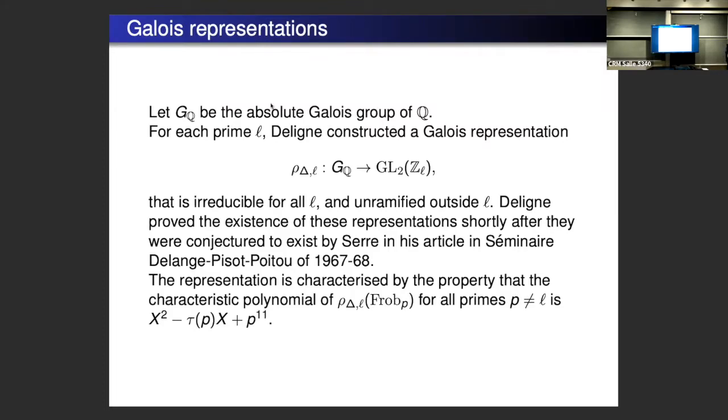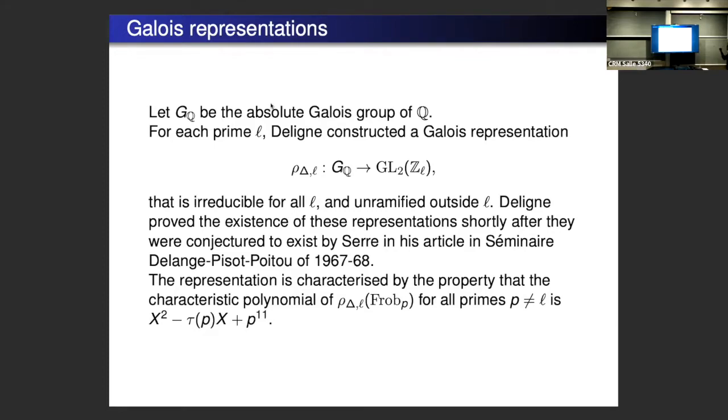And this representation is characterized again by telling you what happens at the conjugacy classes of this Galois group, which are indexed by primes, the Frobenius classes, Frobenius of p. This representation is determined by the Chebotarev density theorem, by conjecturing that for rho delta L evaluated at Frobenius, the characteristic polynomial should be the Euler factor which showed up in the Euler product expansion of L delta s, or something related to that.